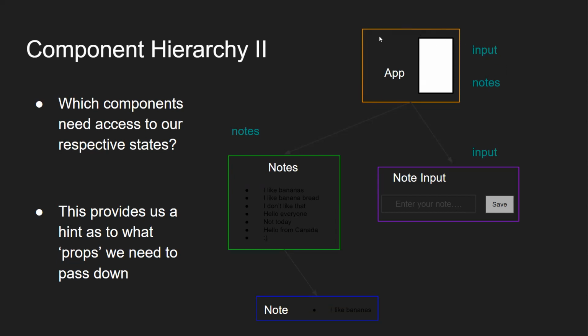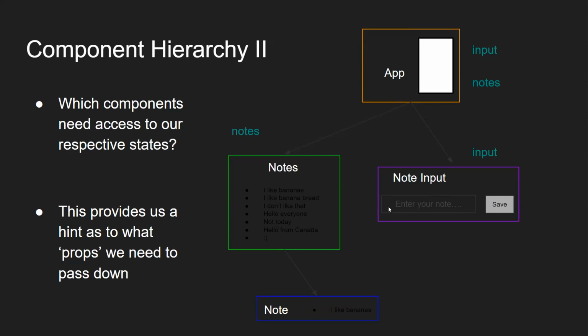These, at the level of app, this notes component is a child of the app component. And so this notes that I'm circling over, this is a prop that I would pass to the child, a parameter. It's some information that's being passed down. Yes, input is an example of a prop that would be passed down to the child note input.